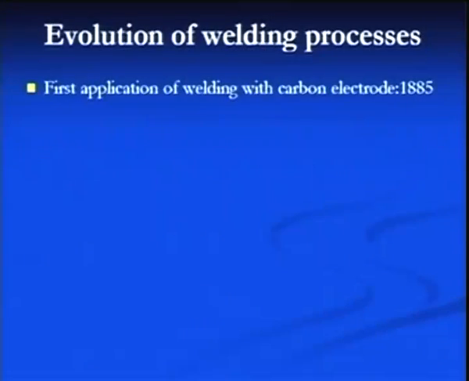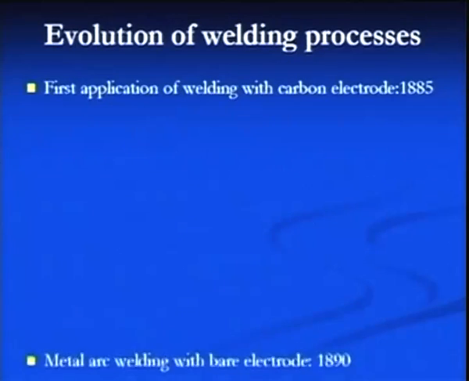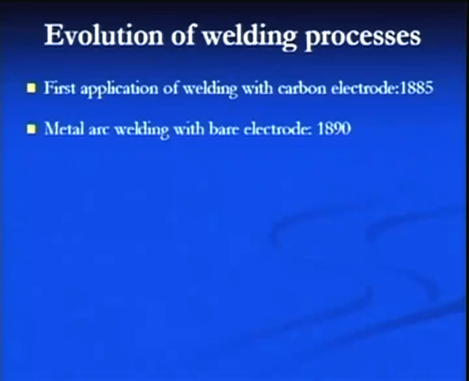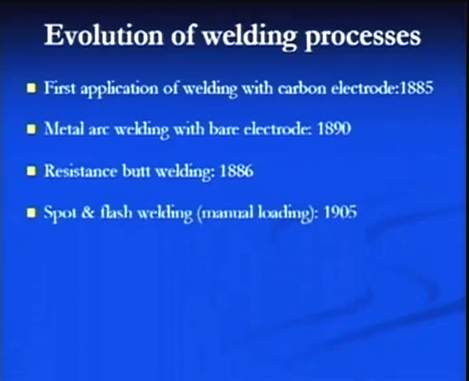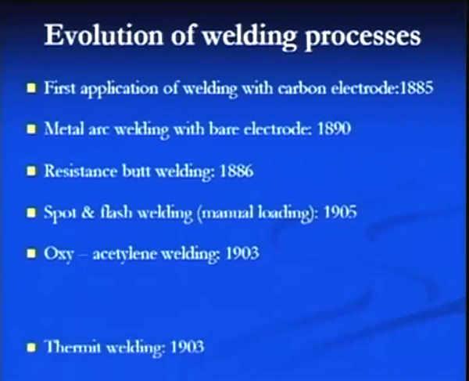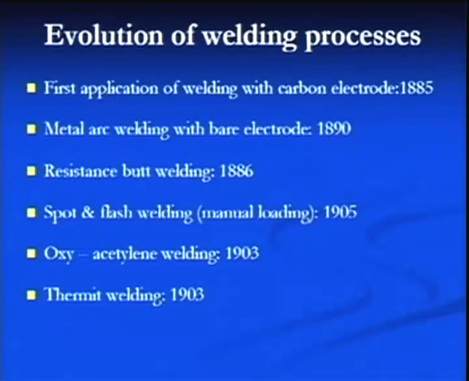Now, we will see how the different welding processes were developed right from the beginning. The first application of welding with carbon electrodes started in 1885, and then metal arc welding with bare electrode was carried out in 1890. A resistance welding process was developed in 1886. Spot and flash welding processes, which were controlled manually, were developed in 1905. Oxyacetylene welding was developed in 1903. Thermite welding, which is even used nowadays for welding of rail joints, was developed in 1903.